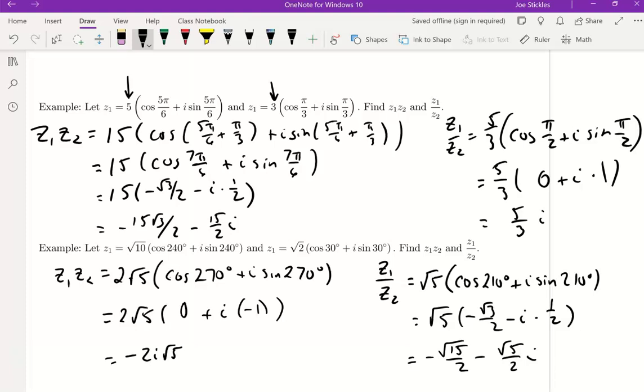All right, what questions do you have over these? Again, the idea here is once you have it in polar form, the computation should be straightforward. Should be relatively easy, right? Multiply your moduli, add your angles when you multiply; divide your moduli, subtract your angles when you divide.